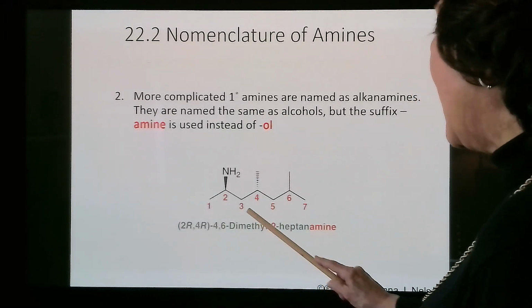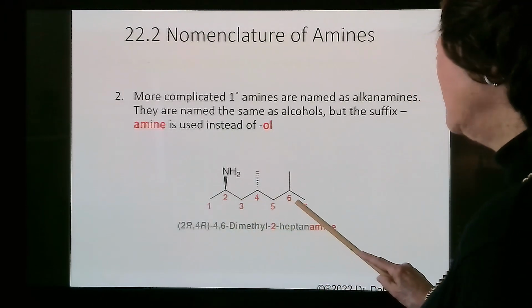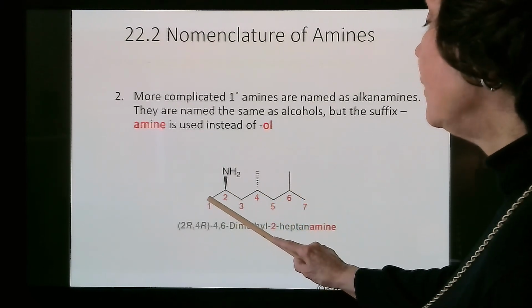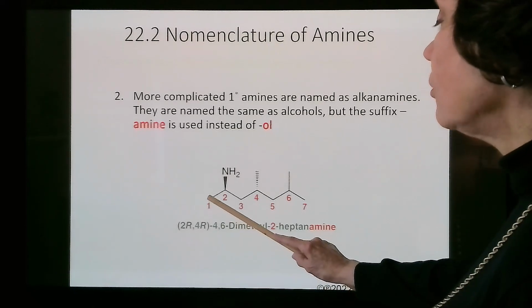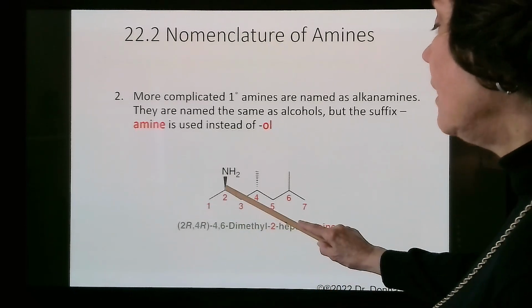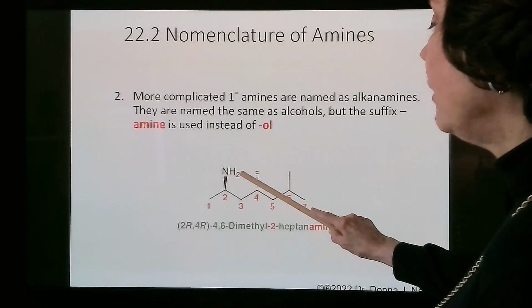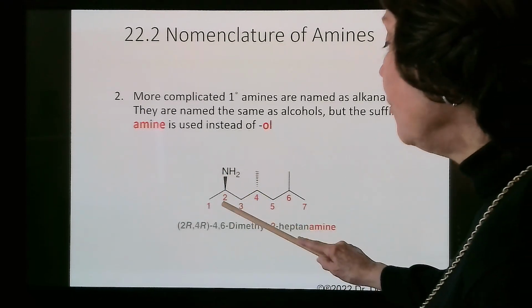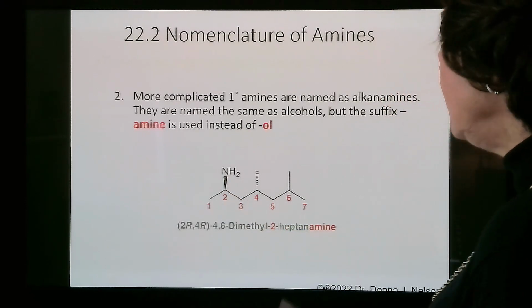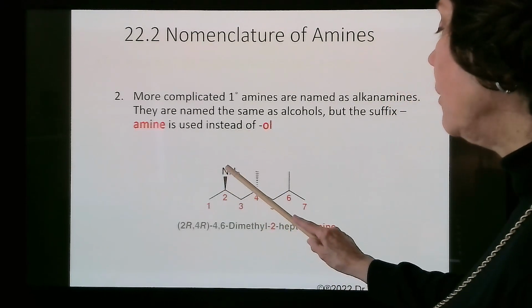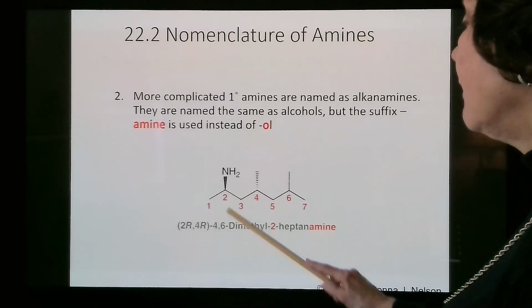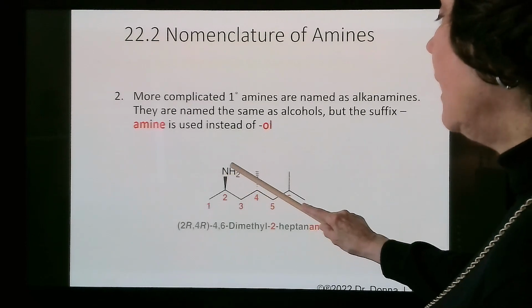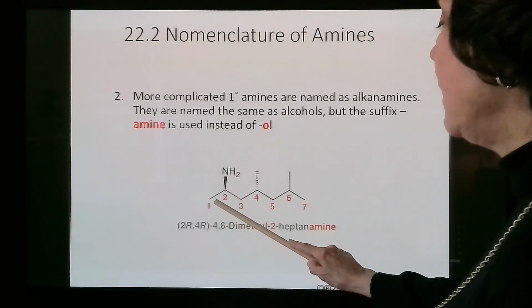So this is a heptanamine. You can see 1, 2, 3, 4, 5, 6, 7, and you can see that the numbering starts at the end of the molecule to give the carbon bearing the highest priority functional group, which in this case is NH2, the lower possible number. You could start numbering over here, but that would put the nitrogen at the 6th position, and the goal is to give the highest priority group, which is the NH2, the lowest possible number.